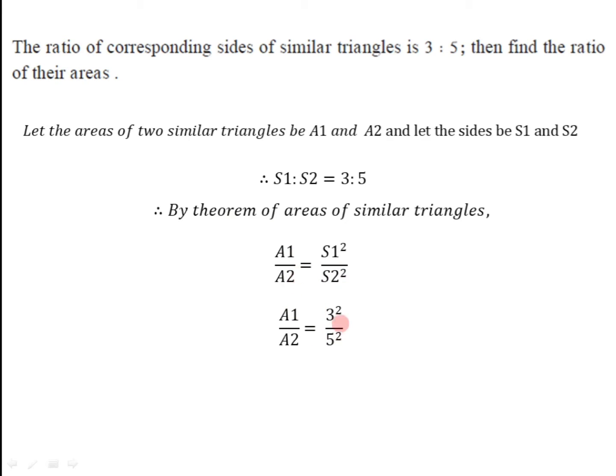We have to find A1 by A2. The ratio of S1 and S2 is given to be 3:5. So we'll replace S1 by 3 and S2 by 5 to get 3 square divided by 5 square, which is equal to A1 by A2. If we solve this ahead, we get A1 by A2 is equal to 3 square is 9 and 5 square is 25. So the ratio of their areas, A1 is to A2, is equal to 9 is to 25.